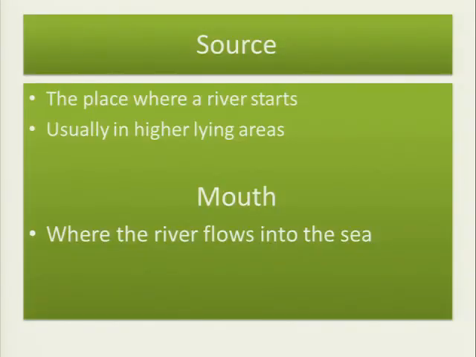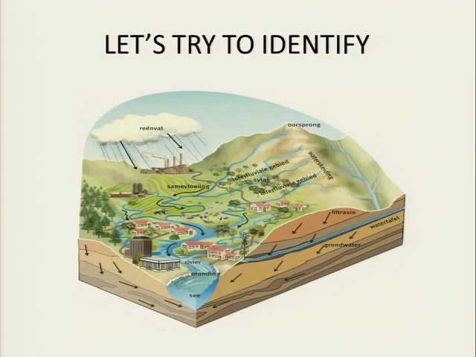The source is the place where the river starts, which is usually in the high-lying areas, and the mouth is where the river flows into the sea. Let's just make sure about the confluence. The confluence is where those small tributaries flow into the main stream.